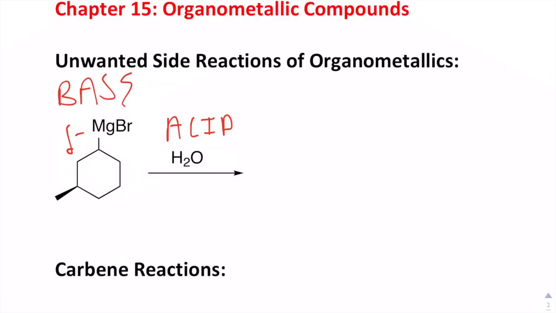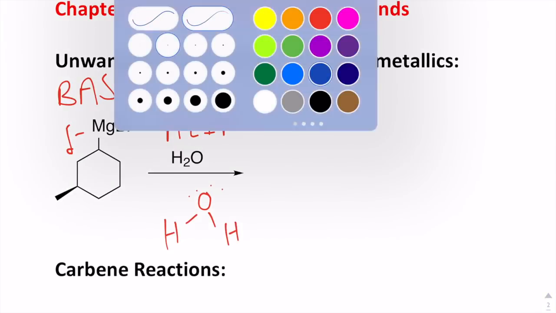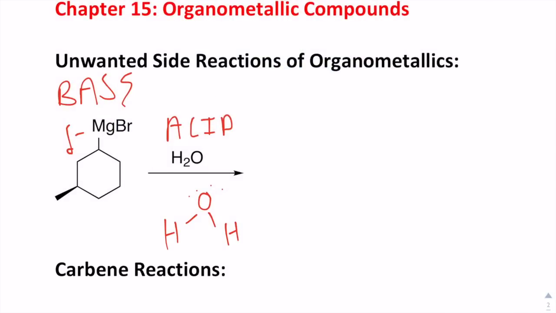If I draw the structure of water and its Lewis structure, these electrons are actually just going to grab a proton, and we're going to synthesize just a plain alkane. Clearly that is something we did not want to happen. So we have to be very careful with the solvents that we choose, because we want to prevent unwanted side reactions. Just be wary of that.